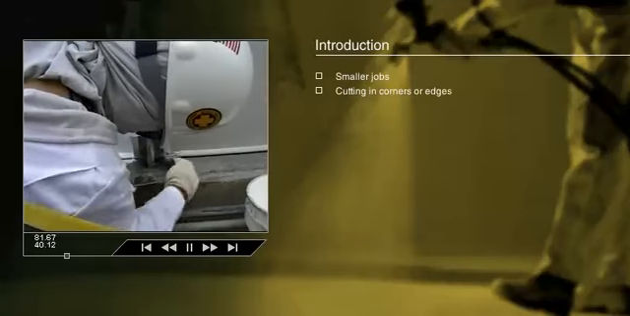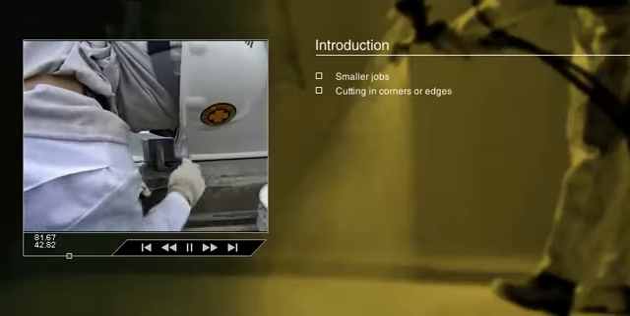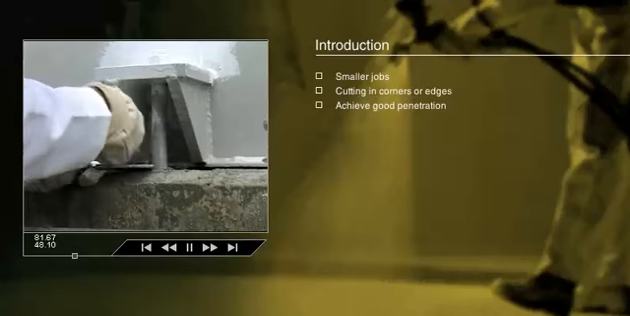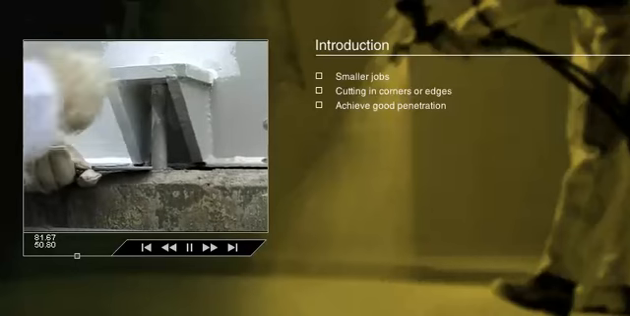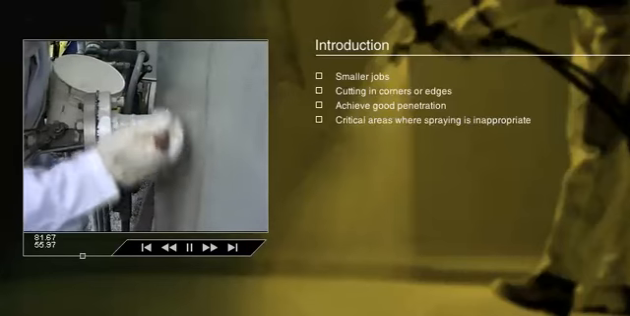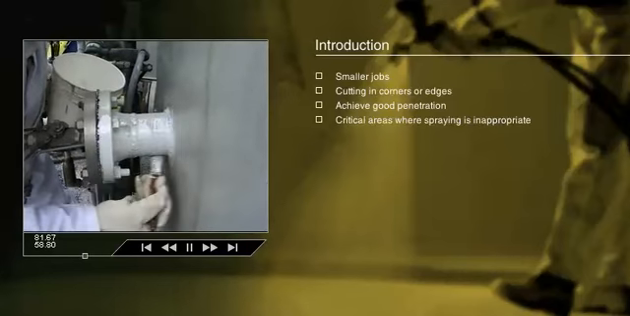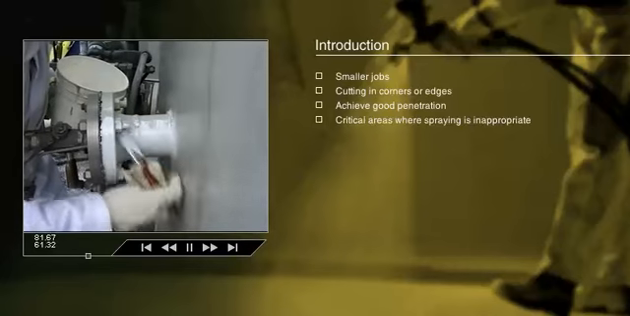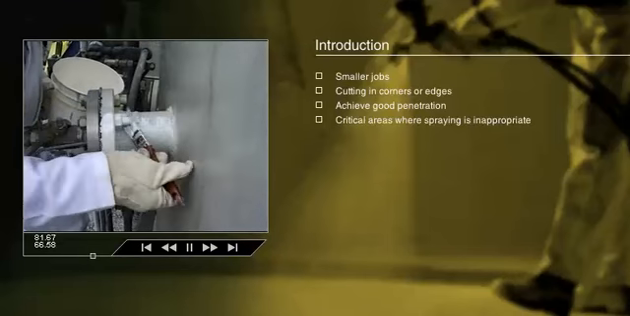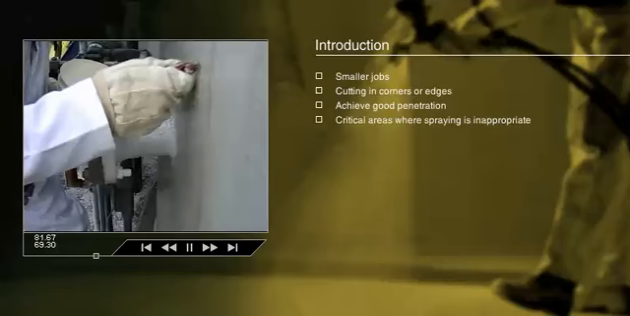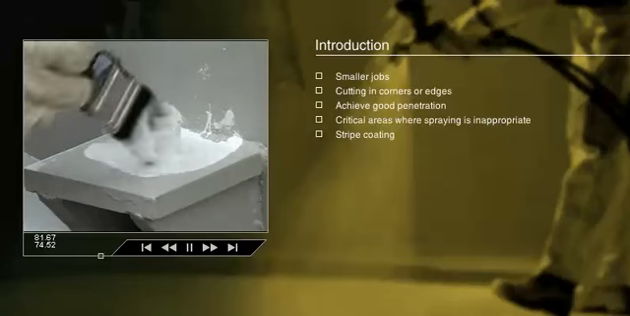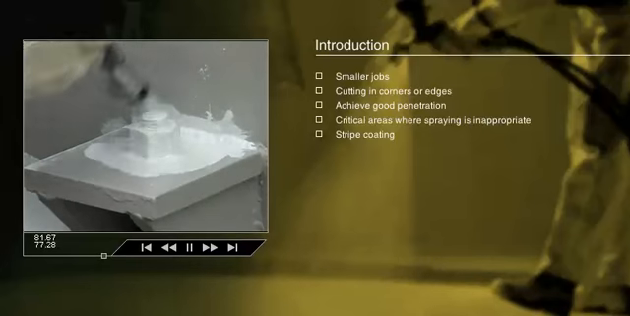For cutting in corners or edges, to achieve good penetration into crevices or pits. In critical areas where spray application, if used, may cause damage because of overspray on surrounding surfaces, such as around sensitive machinery, motors, instruments and gauge glass faces. For stripe coating of welds, rivets, bolts, nuts, edges, flanges, corners, etc.